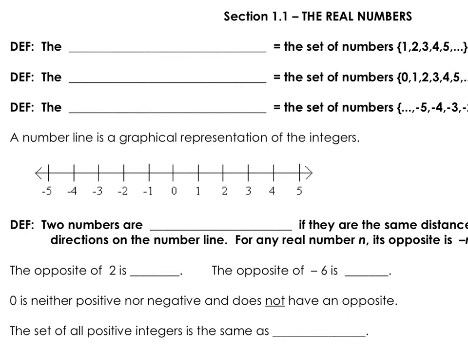Section 1.1, the real numbers. The first set of numbers we have, 1, 2, 3, 4, 5. Sometimes those are called natural numbers. Sometimes they're called counting numbers. If you add a 0 to that set, then you get the set of whole numbers.